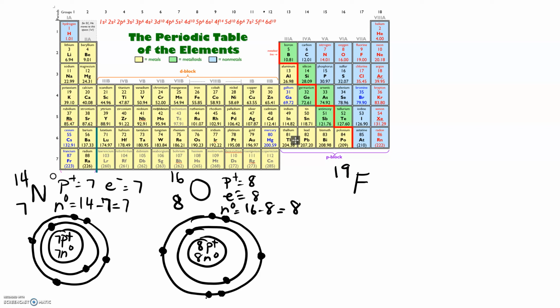The next one is fluorine. It's got 19 for the mass and 9. So the neutrons are 19 minus 9 is 10. Protons are 9. Electrons are 9. Here's the first circle. 9 protons. 10 neutrons. That's a 10.